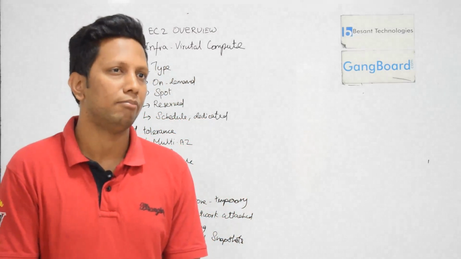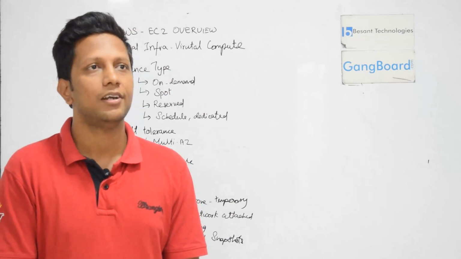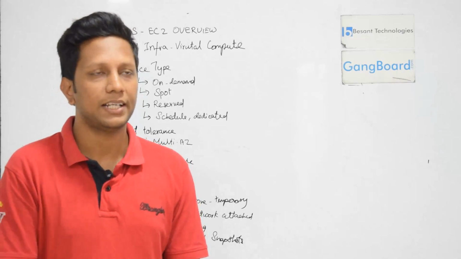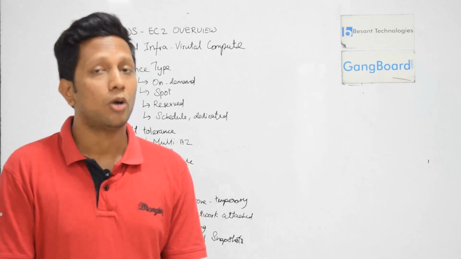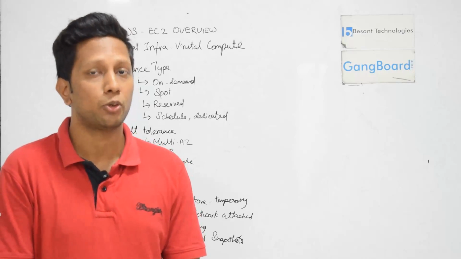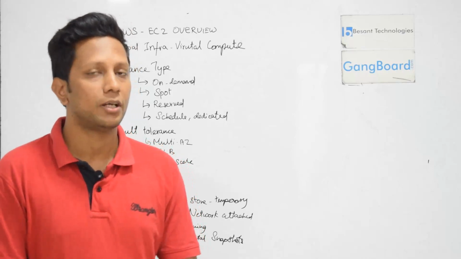The one main disadvantage of choosing the spot instance is that if your application cannot tolerate interrupts, it's not possible to resume your application work. Then the spot instance is not the preferred one.